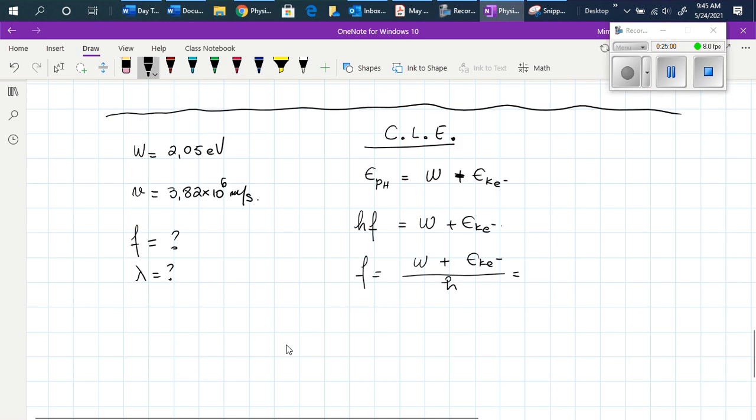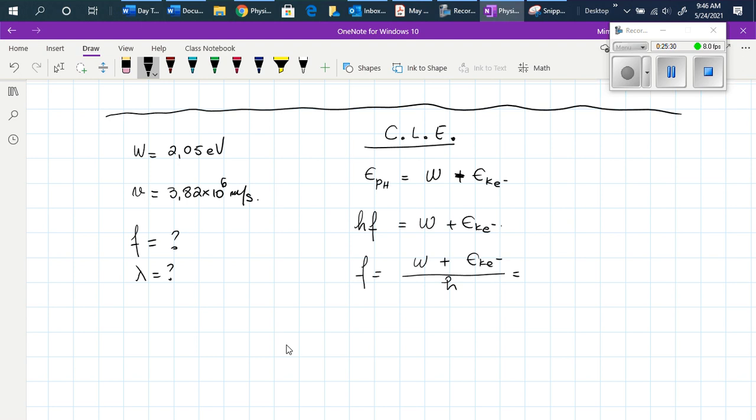What do we have here? We have that the work function is 2.05 electron volts. Okay. In this case, since kinetic energy is involved, we should convert the work function from electron volts into joules.